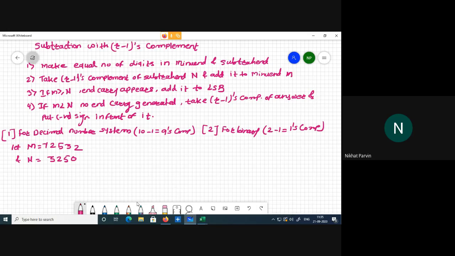So now let us take one example of this. Here we need to subtract 3250 from 72532. According to our first step, we should have an equal number of digits in the minuend and subtrahend. We can see there are 5 digits here and only 4 digits here. So how will we make an equal number of digits? By appending 0 to it. So appending 0, I got an equal number of digits in the minuend and subtrahend. Before performing the subtraction, we need to take the r minus 1's complement of the subtrahend.